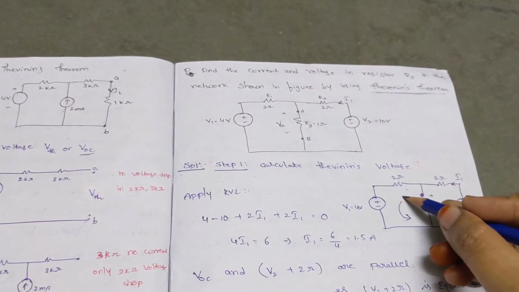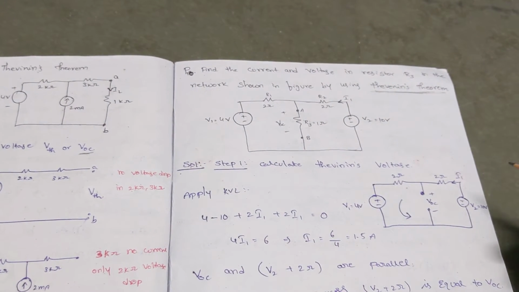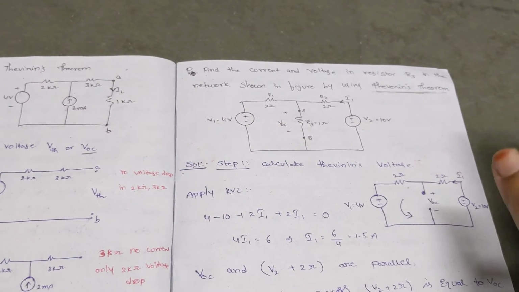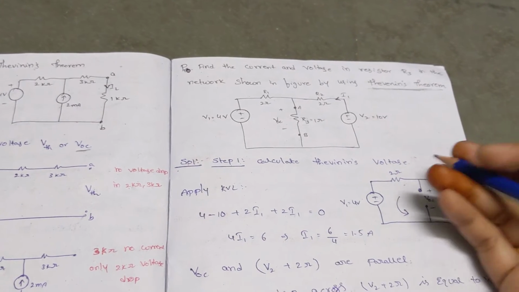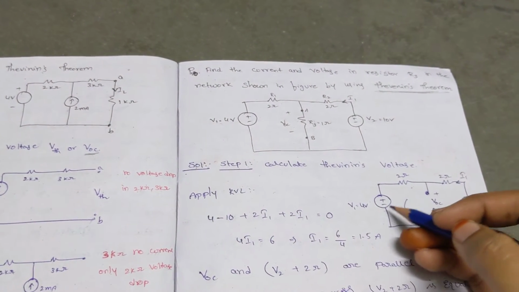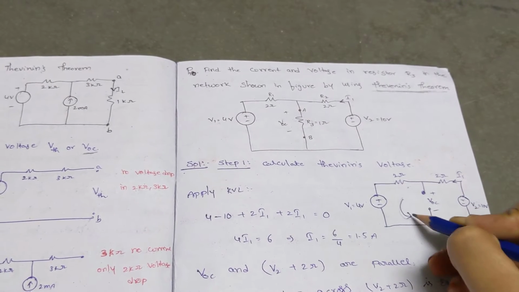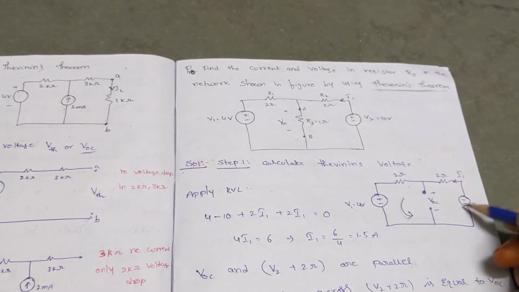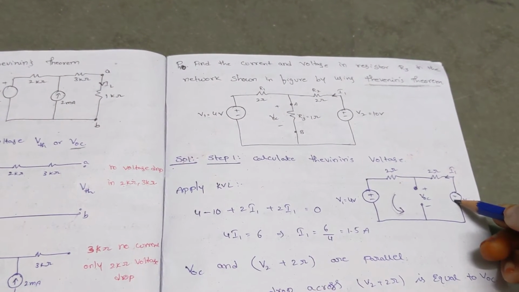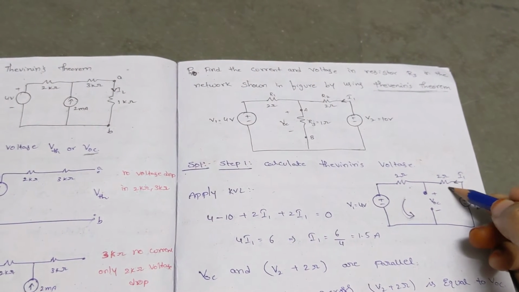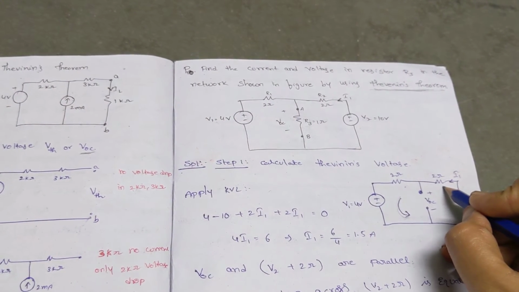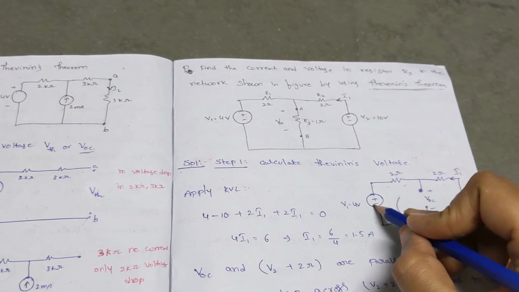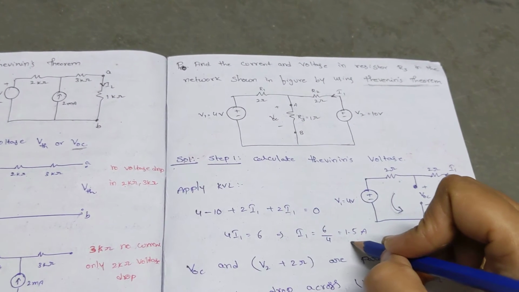Now I am considering the loop to find out what will be the current flowing through your circuit. First, to find the voltage drops, I am considering the direction in such a way that it touches the negative of the second source. So, minus 10 plus 2i1 plus 2i1 plus 4. When I solve this, the I1 current is 1.5 amperes.